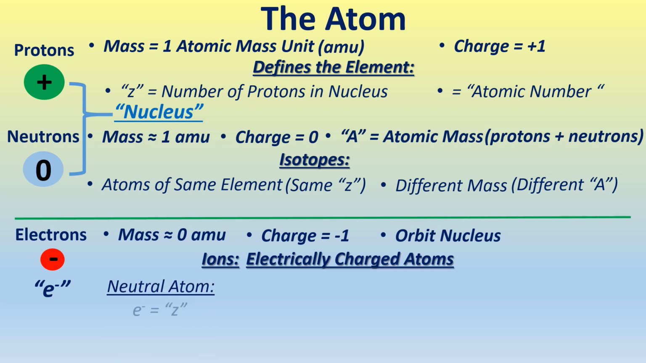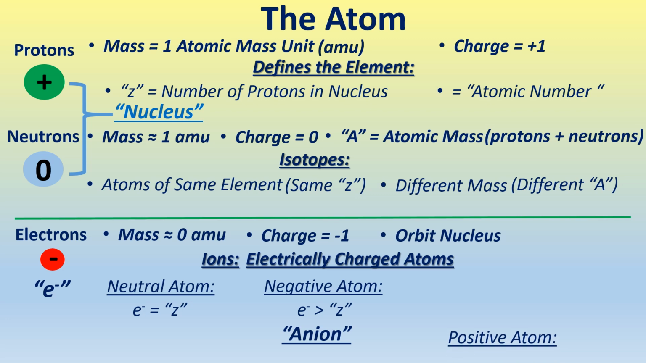If one has a neutral atom, that means the positives and negatives cancel, and the number of protons and electrons are equal. A negatively charged atom has excess electrons. This is called an anion. A positively charged atom has lost electrons and now has a positive charge. This is called a cation.